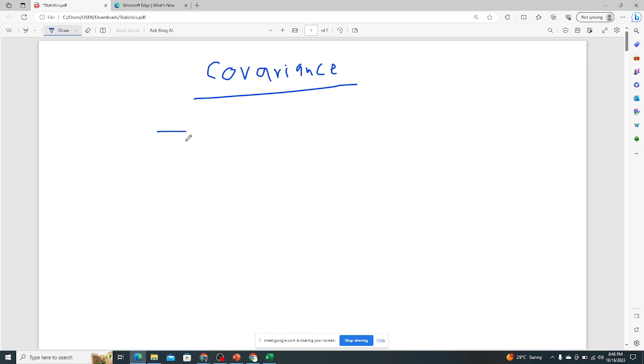So, first of all, covariance shows variability between two variables. Here we are comparing two variables. Also, covariance is more of direction. It tries to show us in which direction these two variables are moving. So, under covariance, we also see direction.